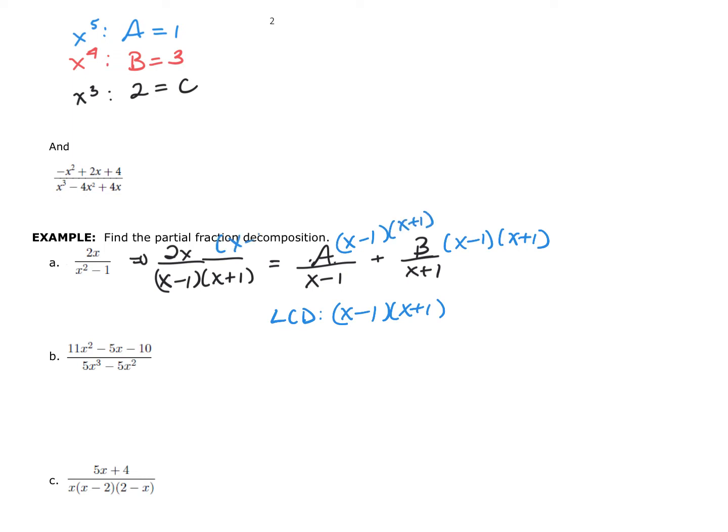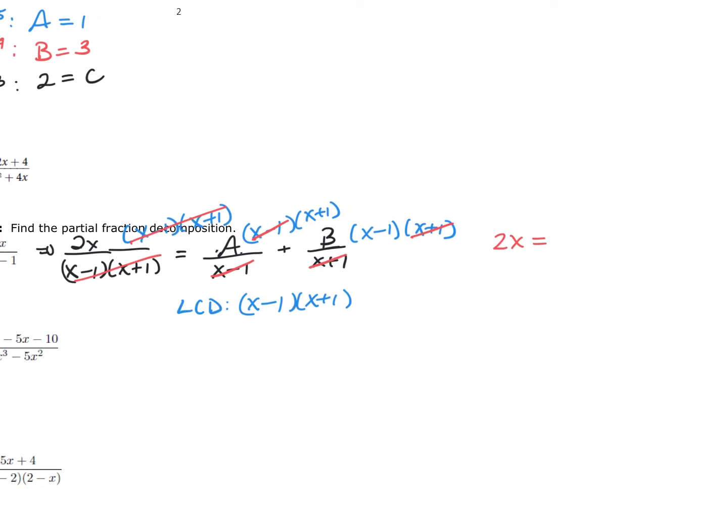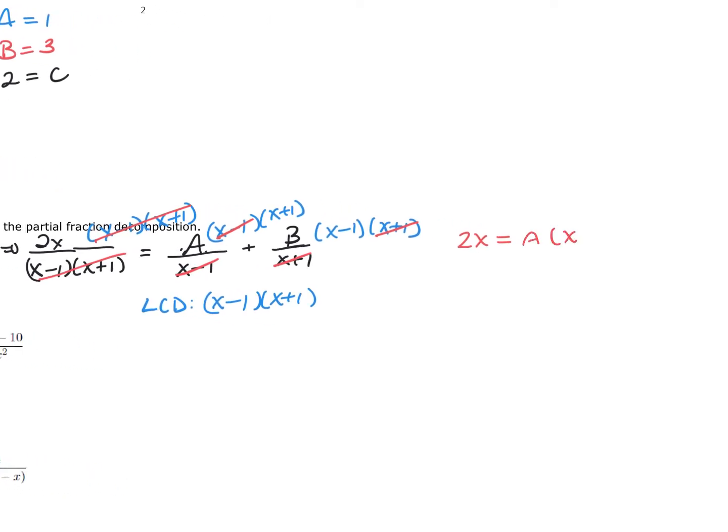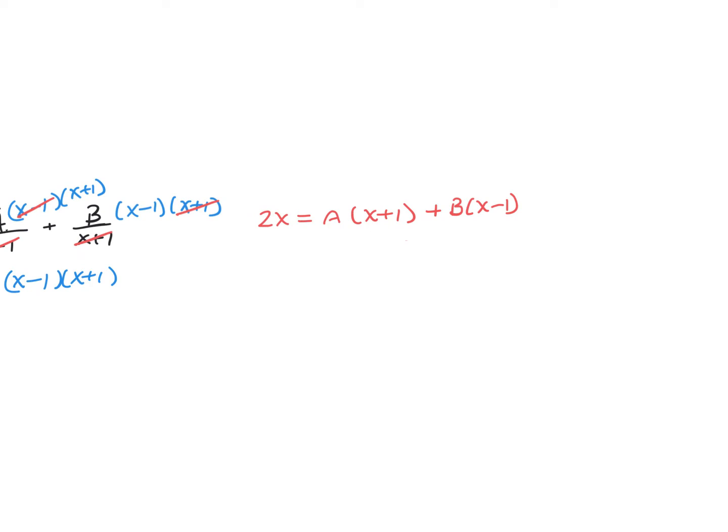So I have x minus 1 multiplied by x plus 1. And you can see these denominators will cancel. The x minus 1s cancel. The x plus 1s cancel on that one, and on my final term. And what I'm going to end up with is 2x is equal to, I'm going to have a times x plus 1, plus b times x minus 1. Now I'm going to go ahead and multiply the right-hand side through. So I have ax plus a plus bx minus b.